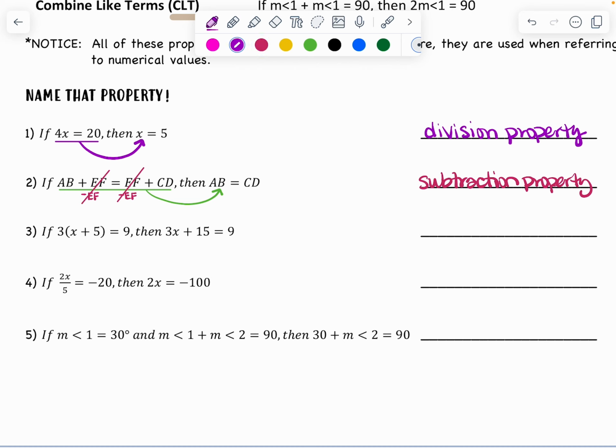All right, the next one, hopefully we can see that right away. We have parentheses to start and then we don't have parentheses anymore, and typically when that happens, that means we are using the distributive property.